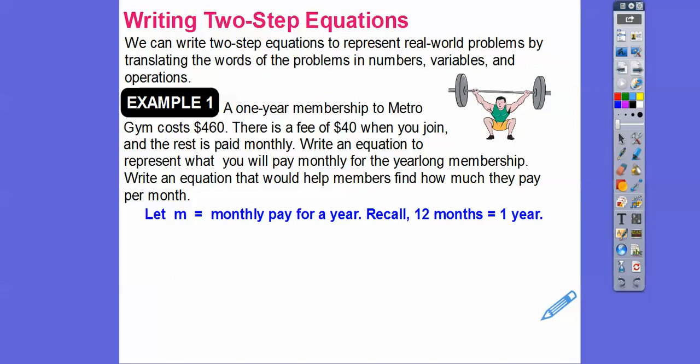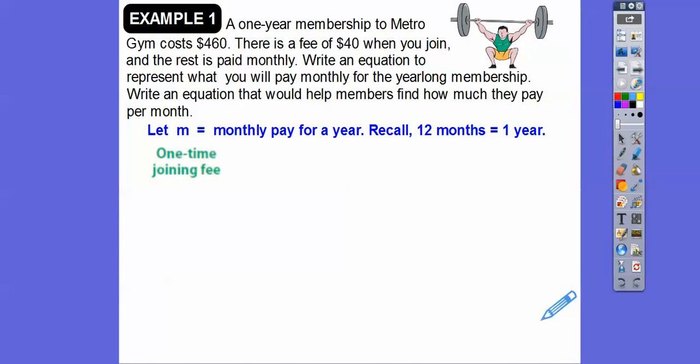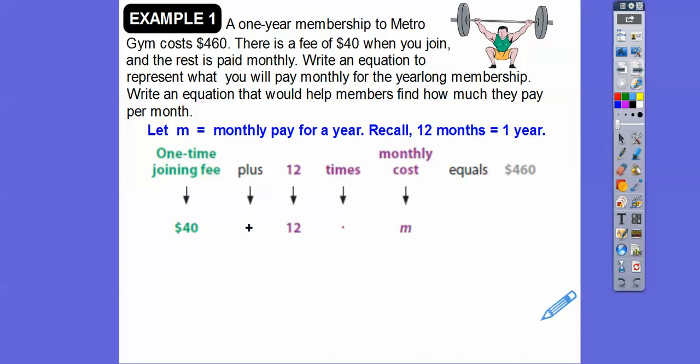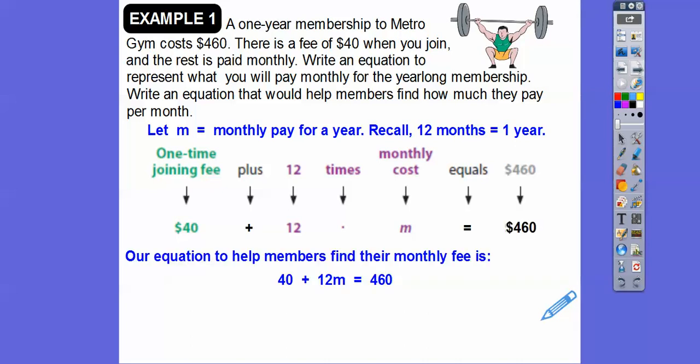Okay, so I'm going to let M equal the monthly payments for a year. Now remember, 12 months equals 1 year, so it's going to be 12 times M right there. Okay, so a one-time joining fee, that's that $40, plus 12 times M, equals the total cost of $460. So our equation becomes 40 plus 12M equals 460.